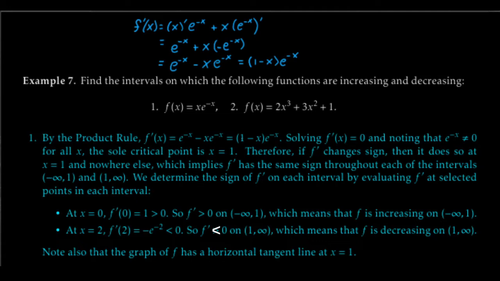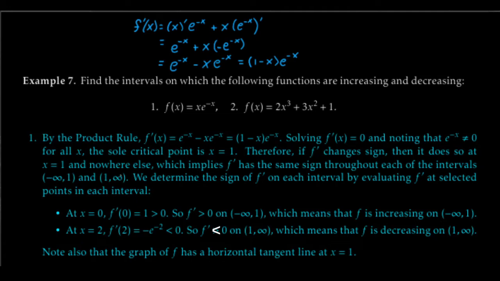That is, when x is 1, 1 minus x is equal to 0. This is the only time when f prime of x is equal to 0. So, if f prime changes sign at all, then it does so at x equals 1 and nowhere else. This tells us that f prime has the same sign throughout each of the intervals negative infinity to 1 and 1 to infinity. Okay, let's stop for a second and make sure we get what's going on.